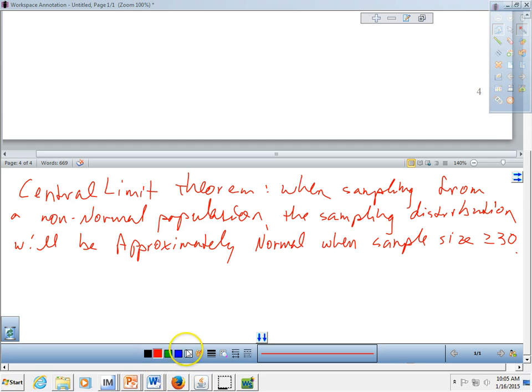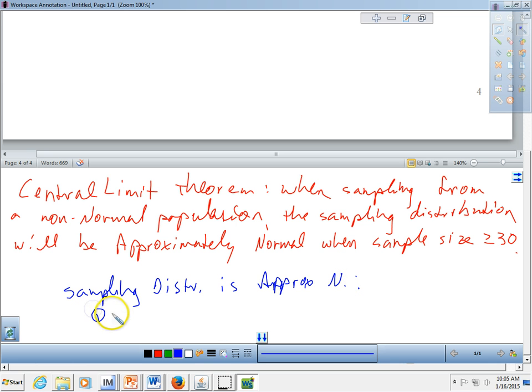So when is the sampling distribution normal? The sampling distribution, well, never, right? The sampling distribution is approximately normal when? Well, when the population is normal or approximately normal. Okay? Or when n is greater than or equal to 30. So that's when we can tell when the sampling distribution of sample means is approximately normal.